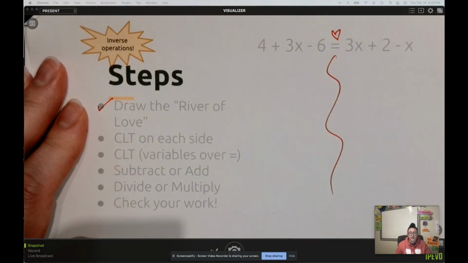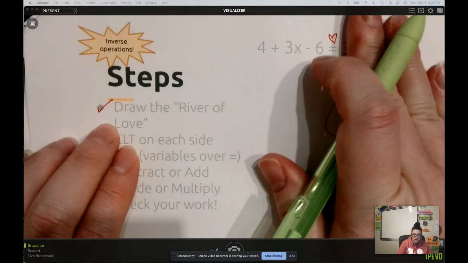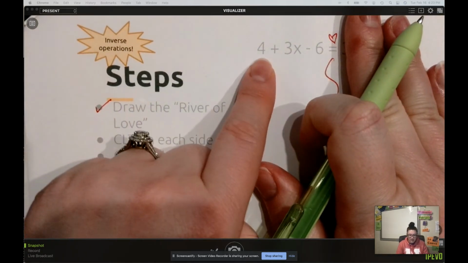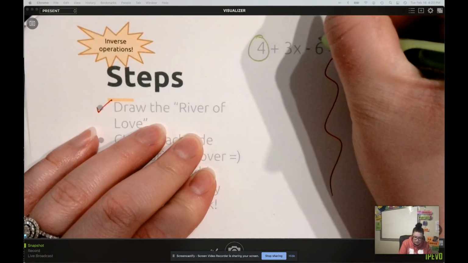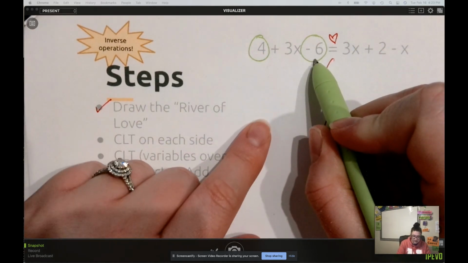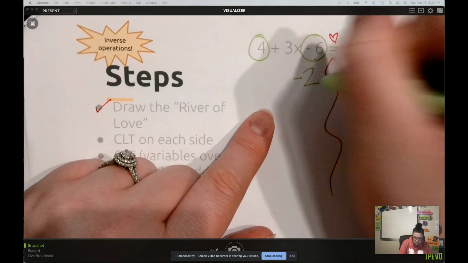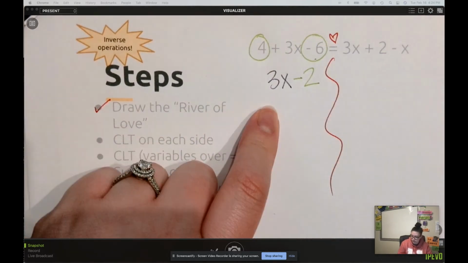All right, so first I'm going to combine my like terms on each side. Just looking at the left, I see I have a 4 and a minus 6 that do not have variables. That means I can combine them together. 4 minus 6 is going to give me a negative 2. Need to make sure I keep my 3x in front of it.